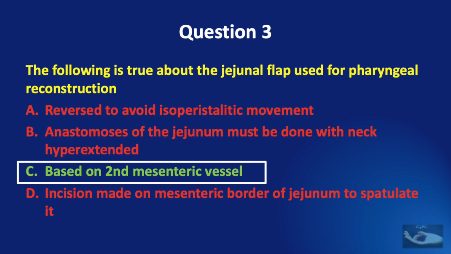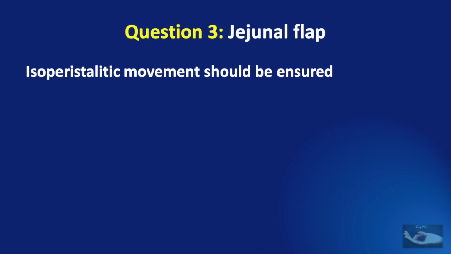The correct answer is the jejunal flap is based on the second mesenteric vessel. The jejunal flap requires isoperistaltic movement and this should be ensured so that there is no physiologic obstruction to the movement of food down the pharynx.